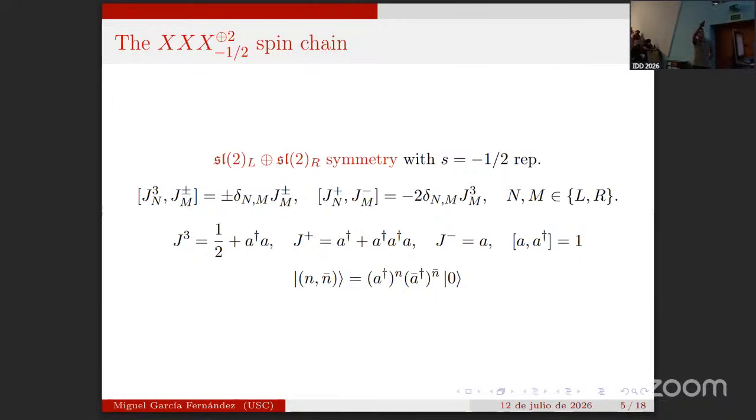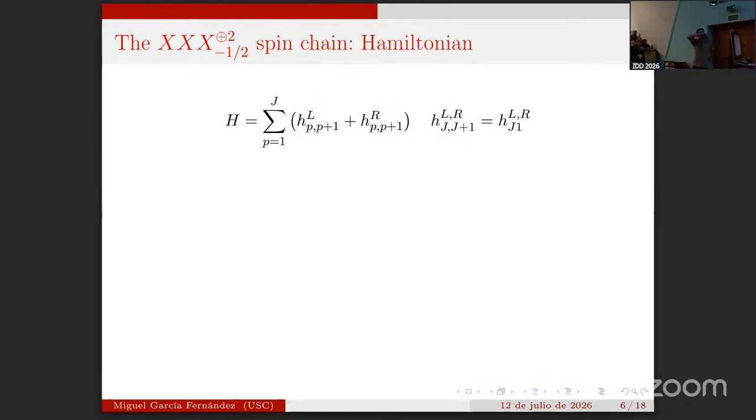Then what's the Hamiltonian of this spin chain? So the Hamiltonian is of nearest neighbor type. That means it's a sum over Hamiltonian densities that act only on two sites, and it has periodic boundary conditions. And because it's independent on the two SL2 copies, this just means that the Hamiltonian is the sum of one XXX Hamiltonian acting only non-trivially on the left copy, and the same Hamiltonian acting only non-trivially on the right copy.